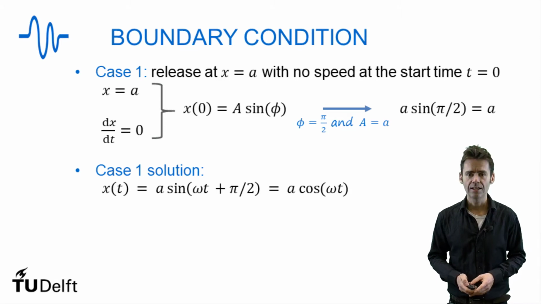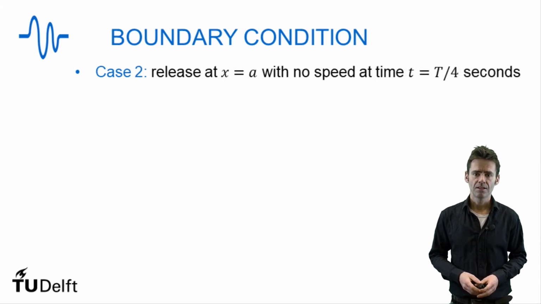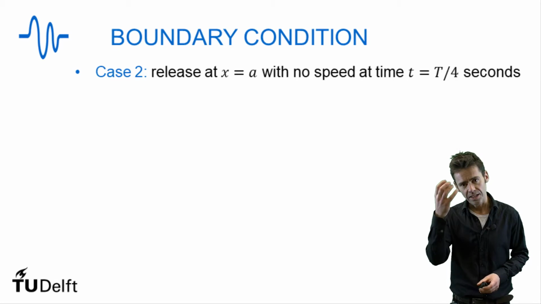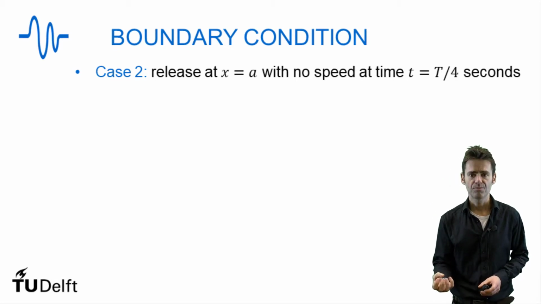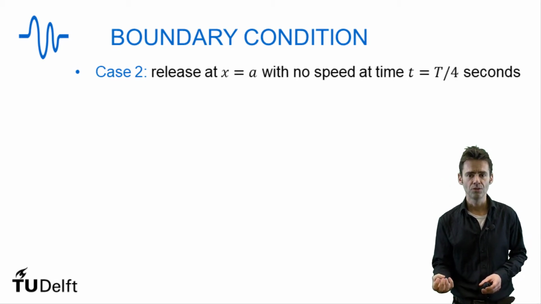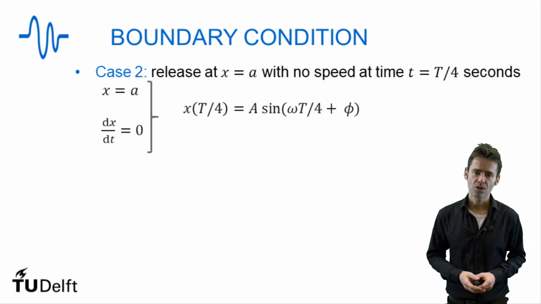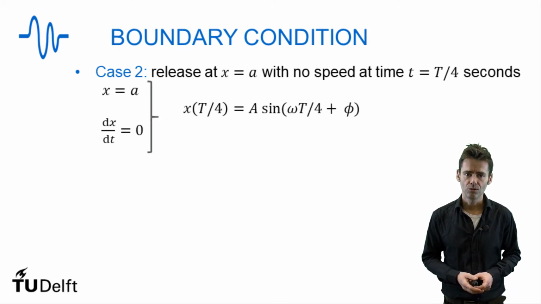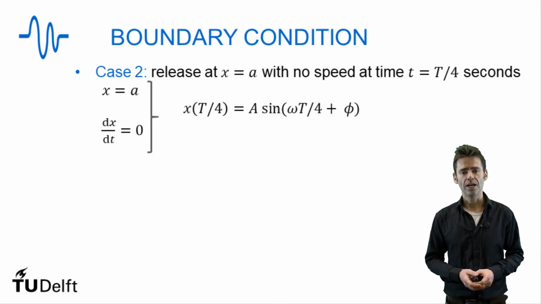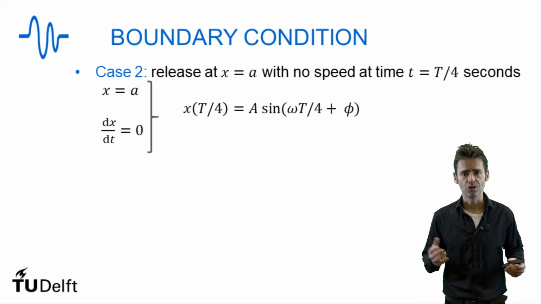Now let's look at a slightly different boundary condition. So we again extend the mass at time t equals 0, but we don't release it yet. We wait until time t equals capital T over 4, so a quarter of a period. And then we release it without any speed. So again, at t equals capital T over 4, we have that x is equal to small a, and dx/dt is equal to 0.